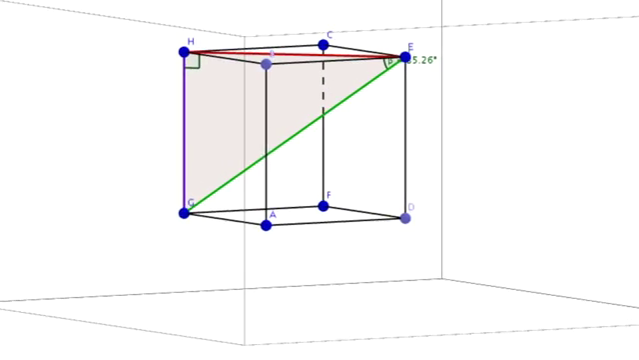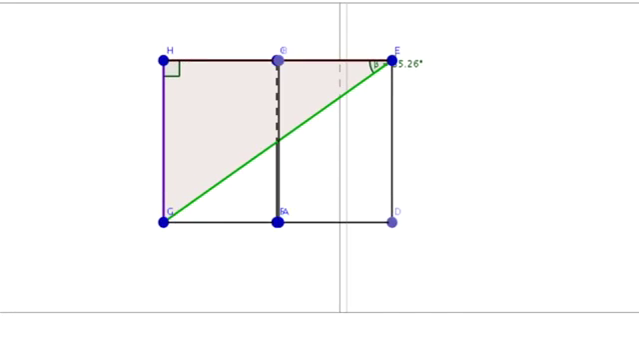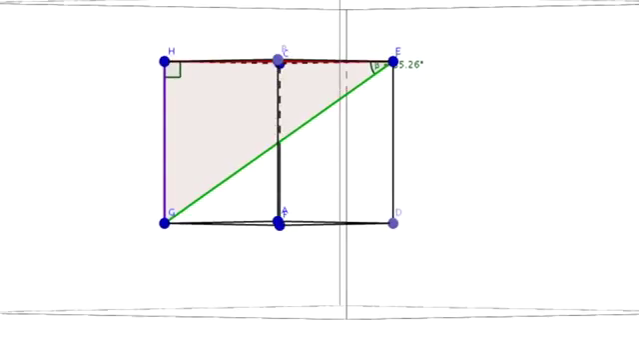So it may look like 45, and you may want to call it 45 degrees, but since those two legs are not the same length, we don't get a 45-degree angle there.